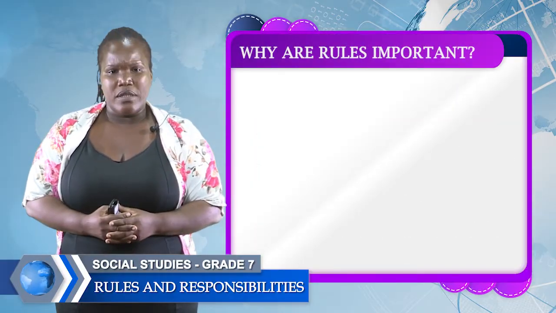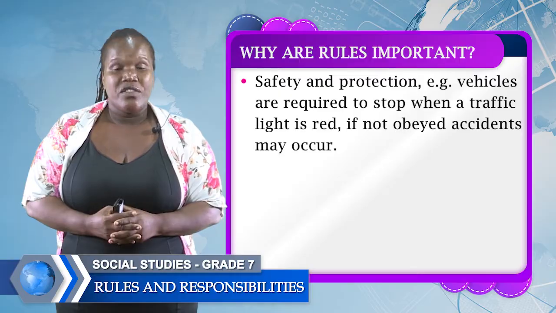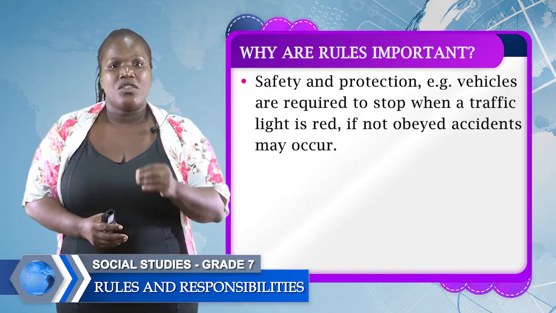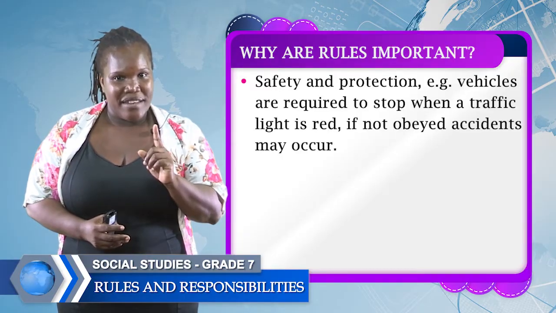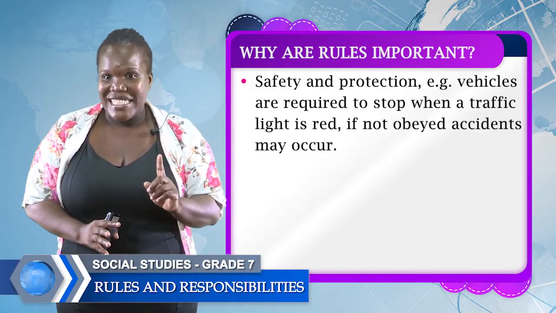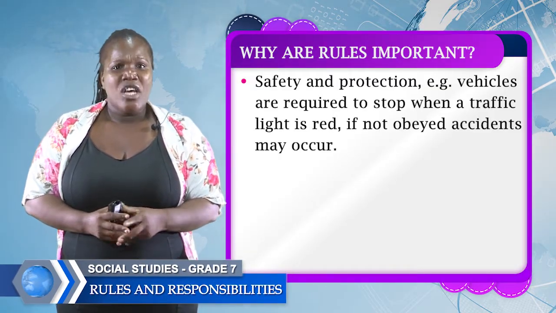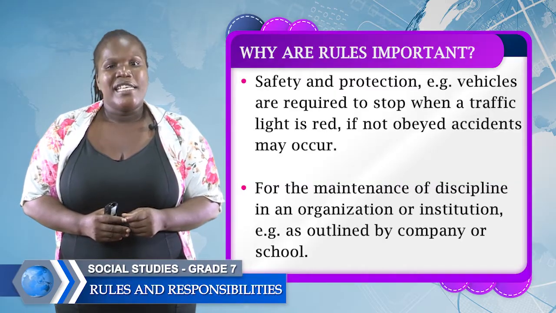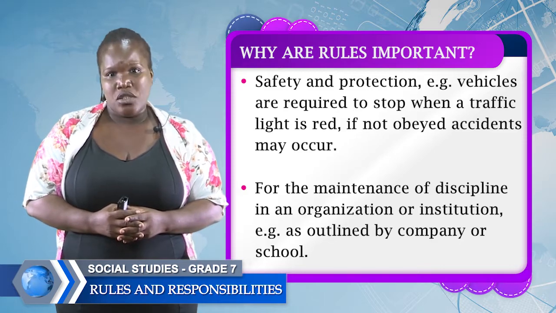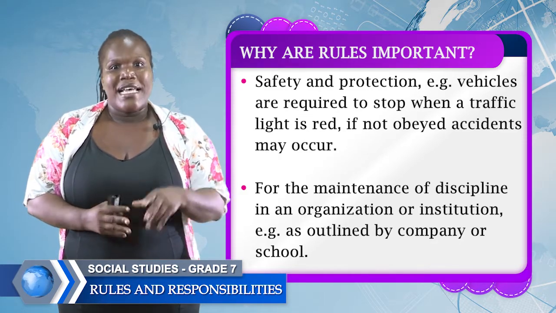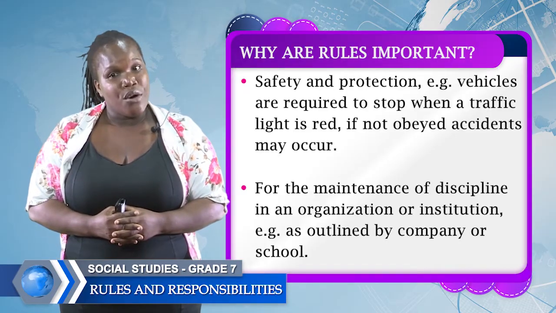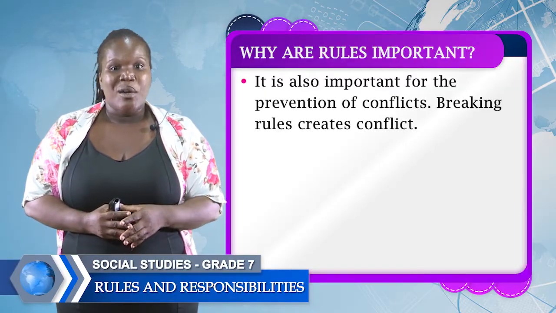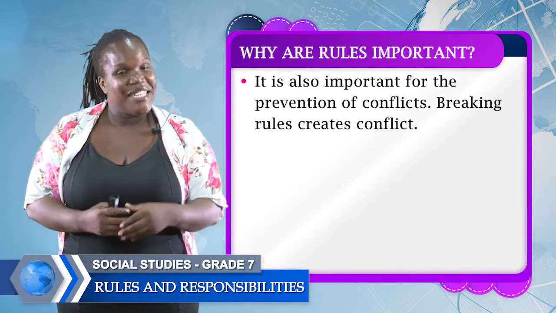Why are rules important? One, rules are important for safety and protection. For example, vehicles are required to stop when a traffic light is red. If not obeyed, accidents may occur. Another reason why rules are important is for the maintenance of discipline in an organization or an institution, for example, as outlined by a company or your school. It is also important for the prevention of conflict. Breaking rules, as we know, creates conflict.